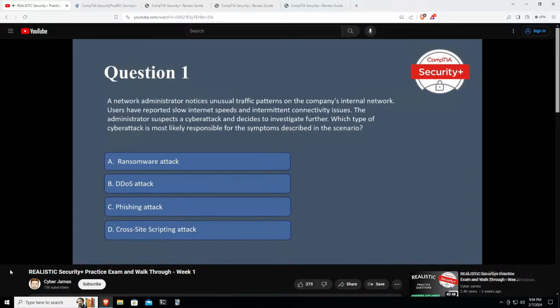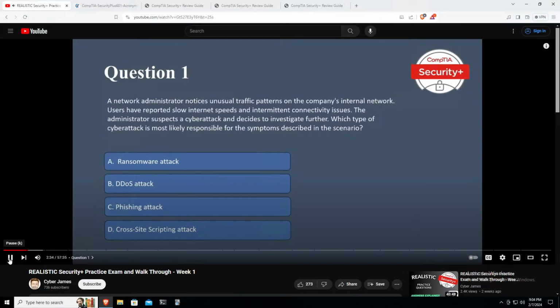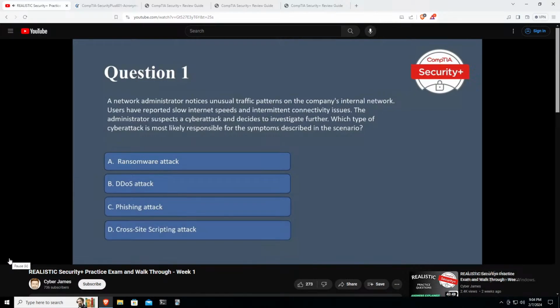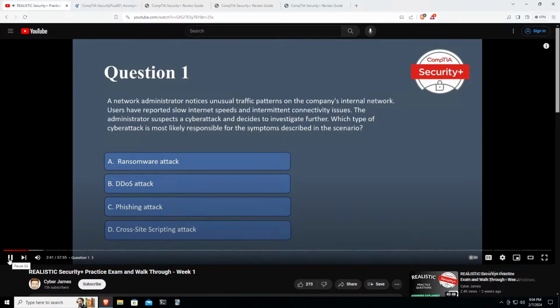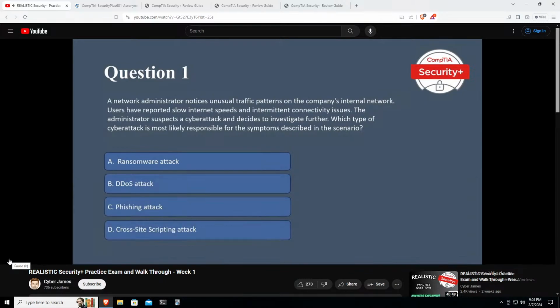A network administrator notices unusual traffic patterns on the company's internal network. Users have reported slow internet speeds and intermittent connectivity issues. The administrator suspects a cyber attack and decides to investigate further. Which type of cyber attack is most likely responsible for the symptoms described in this scenario?